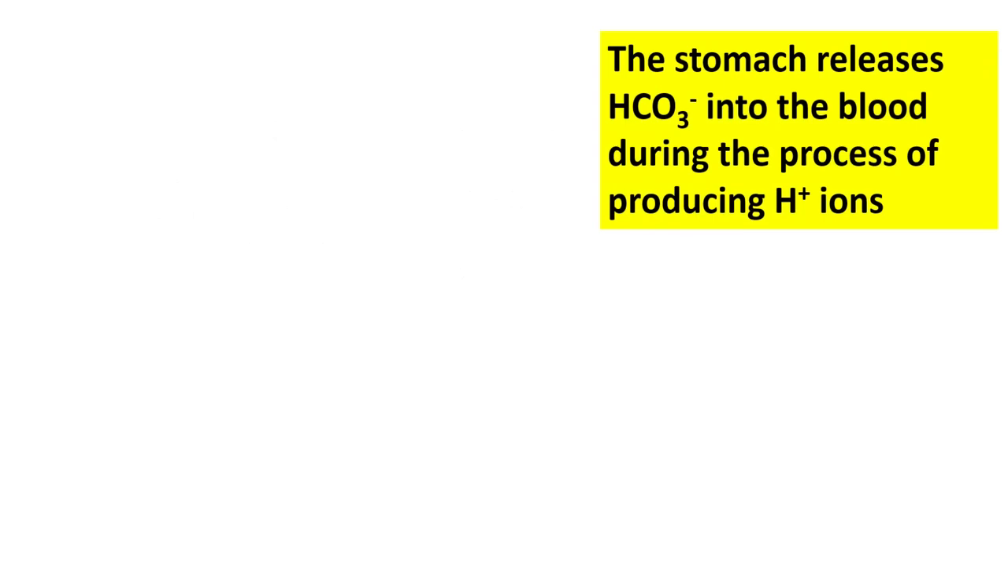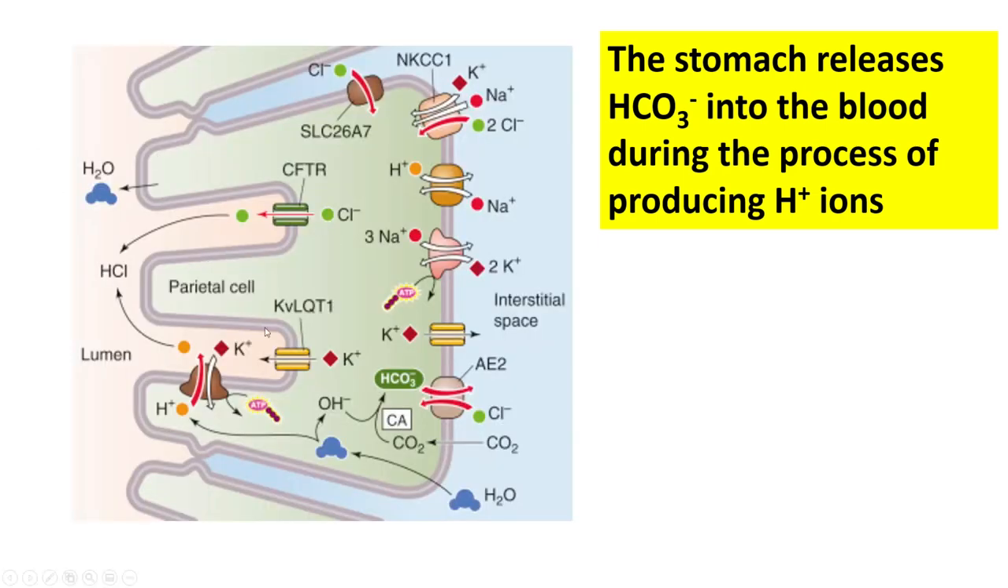So the stomach releases bicarbonate ions into the blood during the process of producing hydrogen ions. The hydrogen ions are produced in the stomach. They go into the lumen of the stomach to do all the digestive stuff. But in producing those hydrogen ions, you also produce bicarbonate ions, which you've got to get rid of. Let's now look at the cell here in the stomach. This is the parietal cell. Now what the parietal cell does is it produces hydrogen ions, and these hydrogen ions are pumped out of the parietal cell, follow the arrow, into the lumen of the stomach to produce the HCl, which is important for digestion.